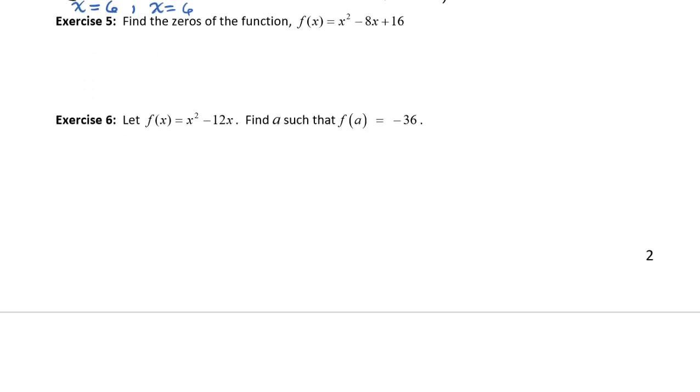Now we need to find the zeros of the function x squared minus 8x plus 16. I'm going to set that equal to 0, so f of x equals 0, and that is equal to x squared minus 8x plus 16. Therefore, I need to factor that perfect square trinomial and set it equal to 0. That will be an x and an x, a 4 and a 4, a minus minus. And so my solution is x equals 4 with multiplicity 2.